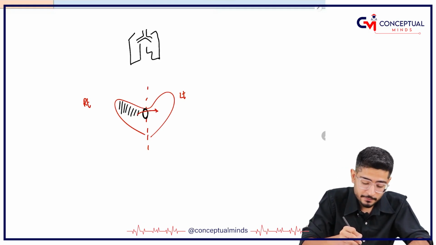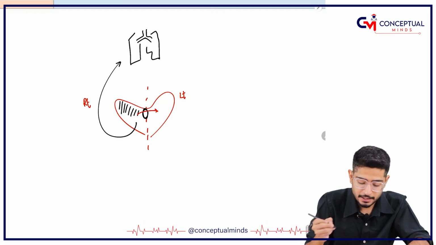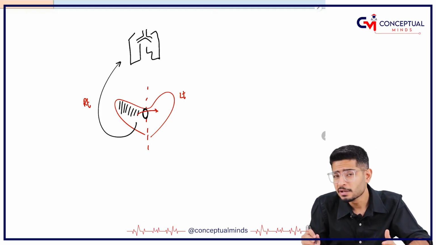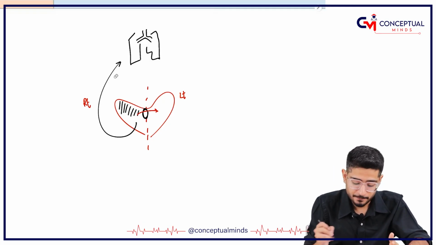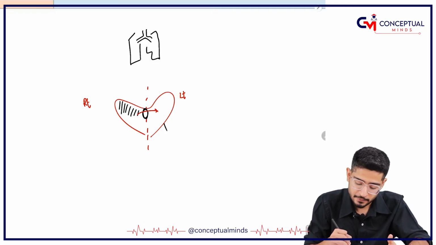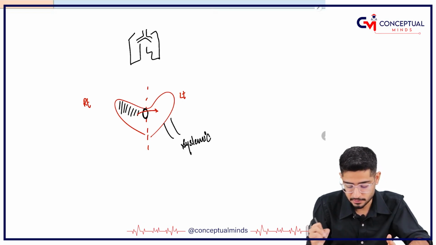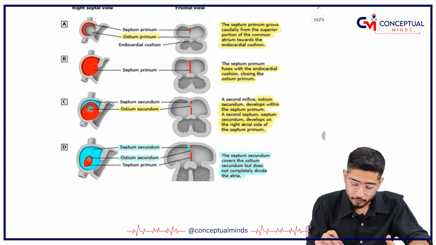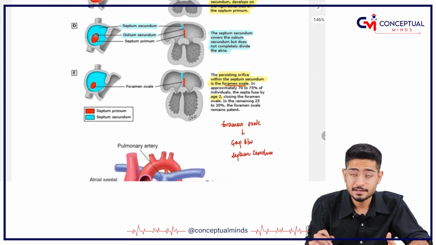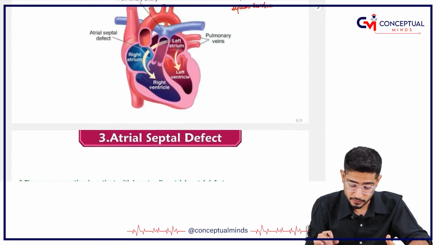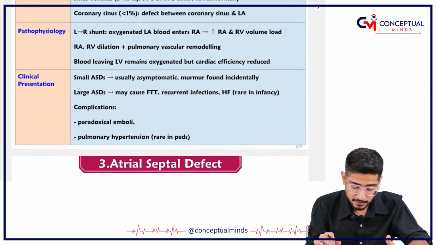Because if it comes onto the right side, it has to go to the lungs, and since the lungs are not mature, there's no point in sending much blood to them. That's why it goes to the left side, and from the left side it is poured into the systemic circulation. Is it clear? So that is foramen ovale, but sometimes it remains patent.